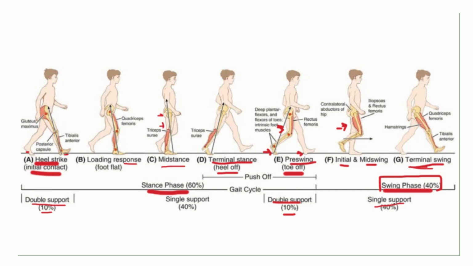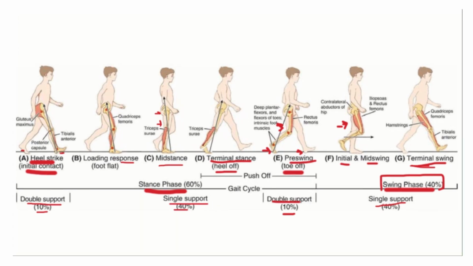So one foot is in the mid air and all the weight is being borne by one limb only. Similarly, the loading phase, the mid stance phase, as well as the terminal stance phase, are all single support phases in which only one limb will be bearing the whole weight of the body. So that was actually the gait cycle.